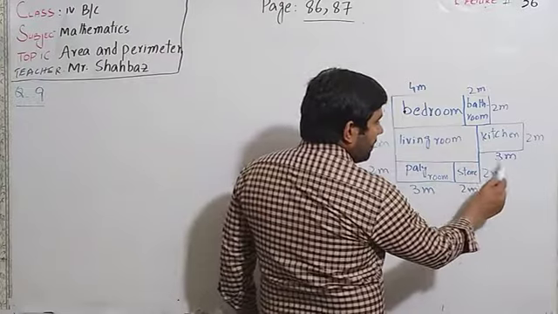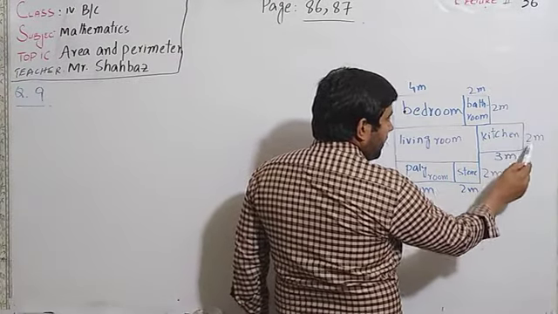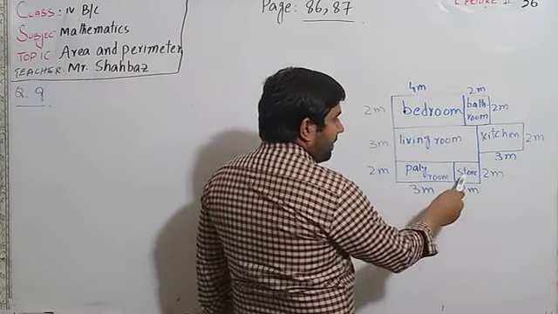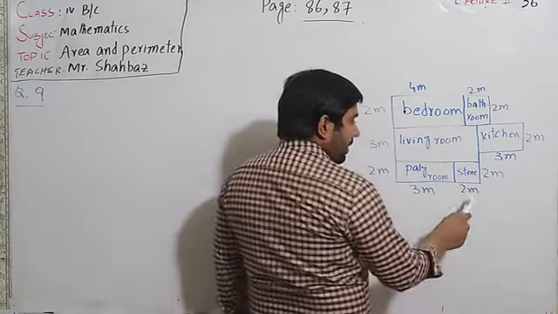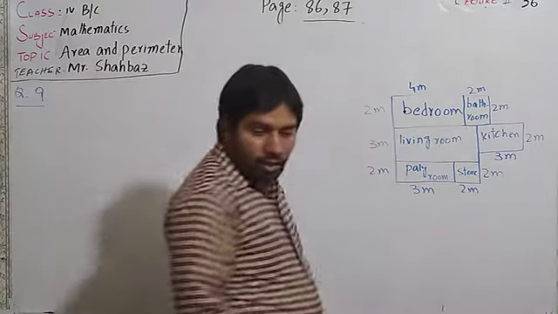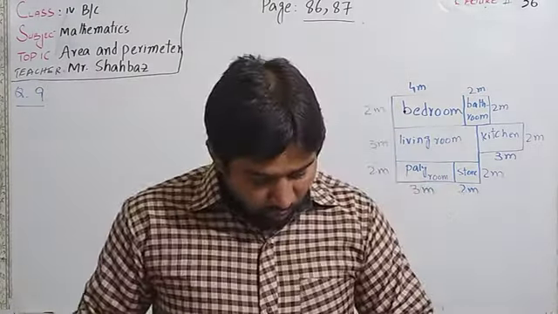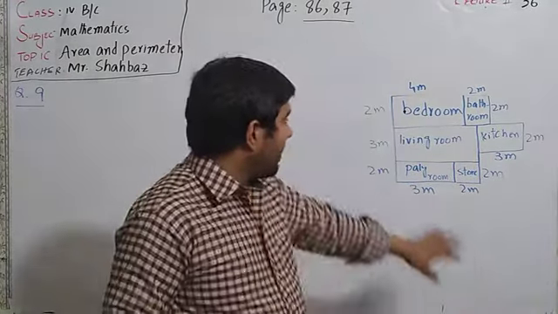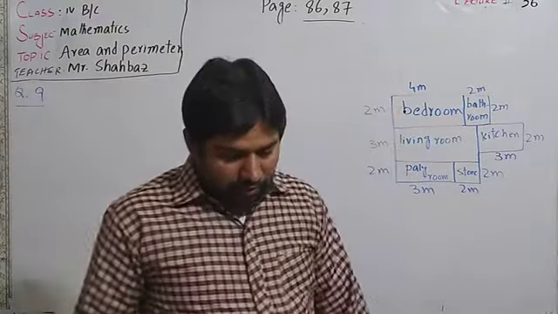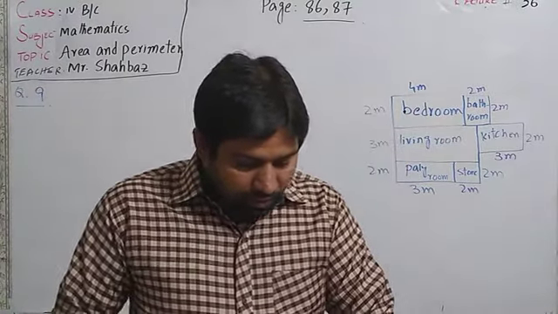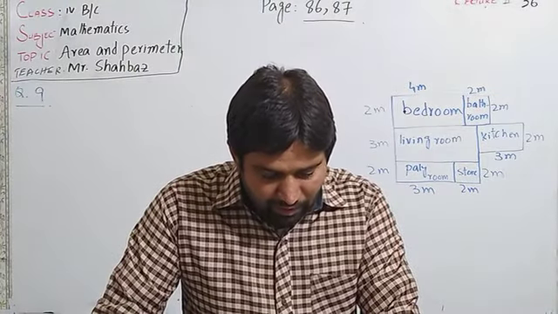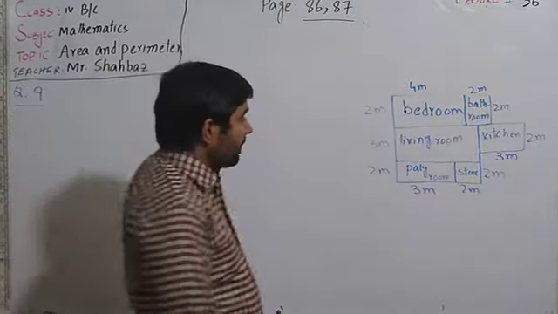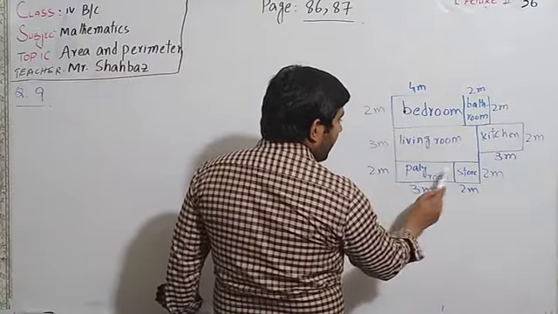And this kitchen is 3 meter long and 2 meter wide. And this is playroom, 3 meter long and 2 meter wide. And this is store, and this is square shape. Each side is 2 meter. Now the question is, what is the total area of Sid's house? How will we find this? By adding together the areas of all the 6 rooms. There are 6 rooms: 1, 2, 3, 4, 5, 6.